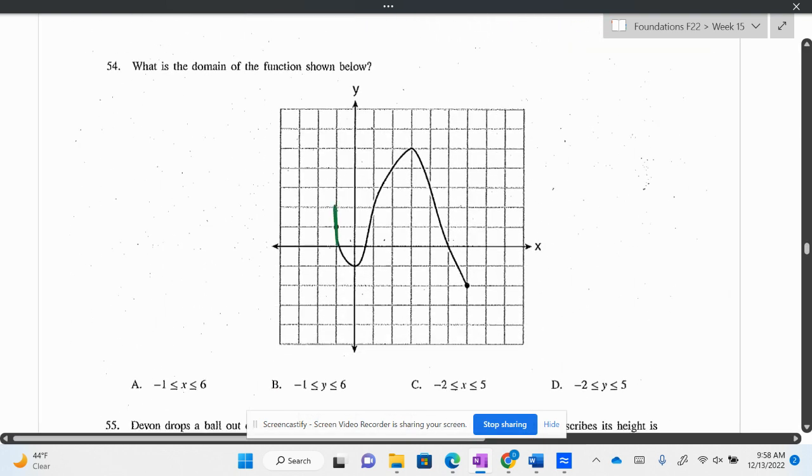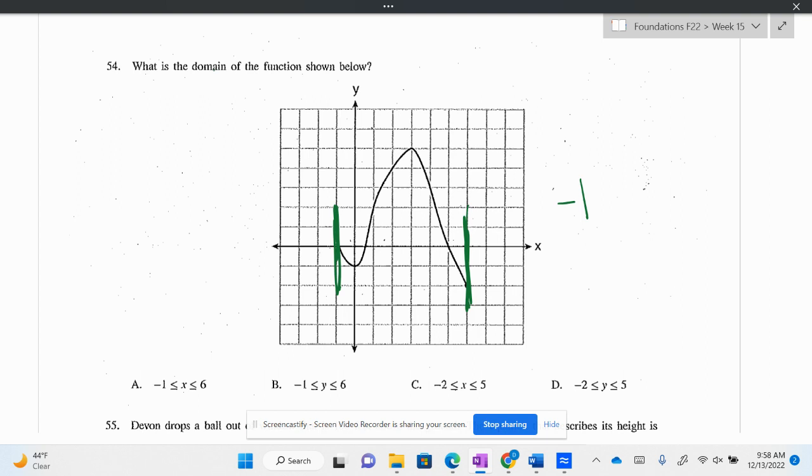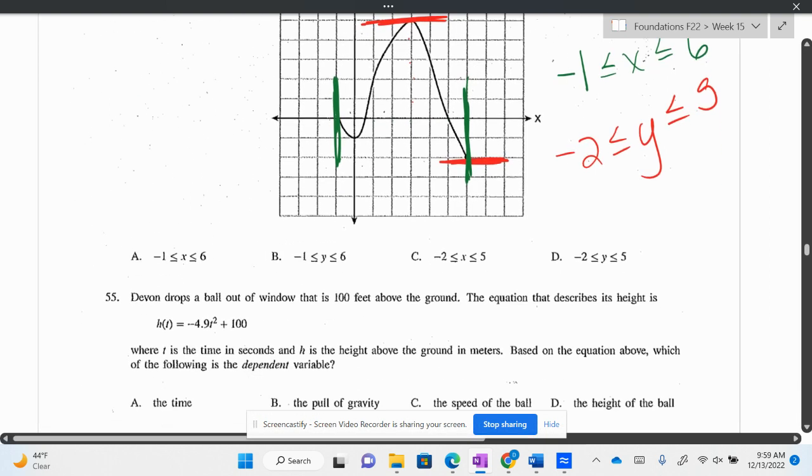Domain and range, remember your domain is your x values. So your x values are in between -1 and 6. So -1 is less than or equal to x is less than or equal to 6. And your range values, the lowest and the highest. So the lowest is -2 is less than or equal to y is less than or equal to the highest, which is 5.